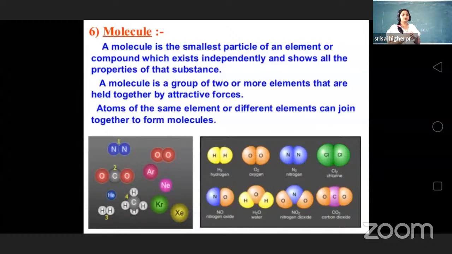Okay, atoms joined together to form molecules. For example, CO2, N2, nitrogen, oxygen, hydrogen, methane. So these are some examples. So what does molecule mean? A molecule is the smallest particle of an element or compound which exists independently and shows all the properties of the substance.